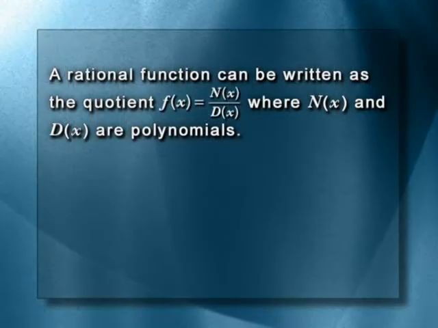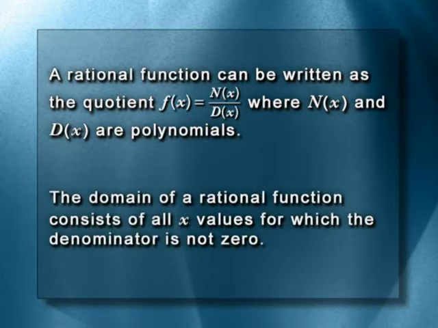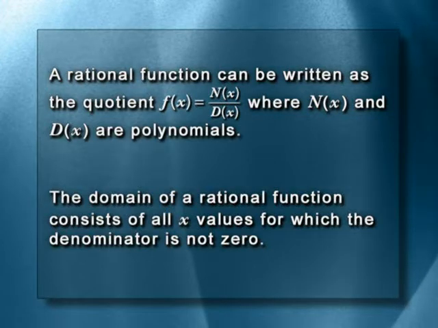So the formal definition of a rational function is basically what I just said. It's a function that can be written as a quotient n of x over d of x, where n and d are both polynomials. And the domain of a rational function consists of all x values for which the denominator is not 0. Because remember, you can't divide by 0 in math. So if the denominator is 0 for some x value, that's not going to be in the domain.